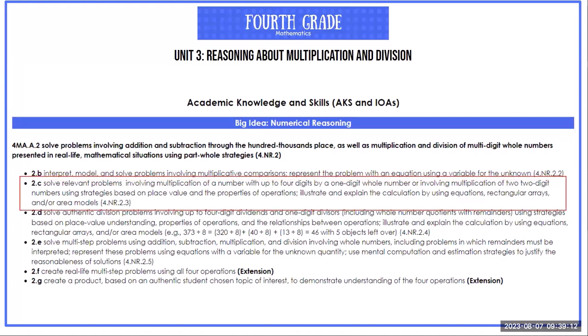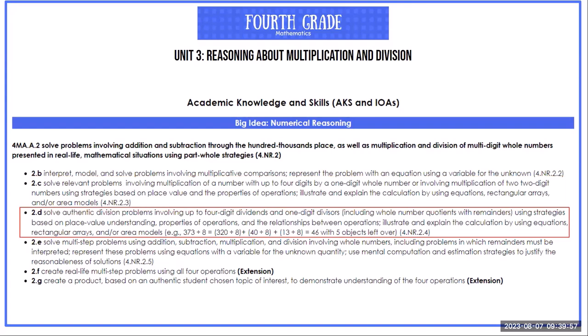For IOA 2C, students solve relevant mathematical problems involving the multiplication of a number with up to 4 digits by a 1-digit whole number or involving multiplication of 2-digit numbers. Students illustrate and explain their calculations using base 10 blocks, equations, partitioning, rectangular arrays, area models, and or compensation strategies for all numbers included in the learning objectives. Students develop flexibility in decomposing numbers and gain a better understanding of place value and the distributive property in multi-digit multiplication. Multiple strategies enable students to develop fluency with multiplication and transfer that understanding to division.